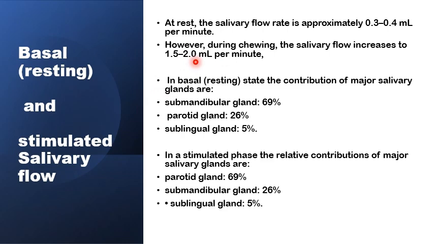This would increase 5 times to 1.5 or 2 milliliters of saliva per minute. In the basal resting state, most of the saliva would come from the submandibular glands, which would contribute just less than 70% of the output from the major salivary glands at rest, followed by the parotid gland with 26% and the sublingual gland with just 5%. However, on stimulation, the position of the parotid gland and the submandibular glands would reverse. The parotid gland would secrete most of the stimulated saliva, 69%. The submandibular gland would come next with 26%, followed by just 5% from the sublingual gland.